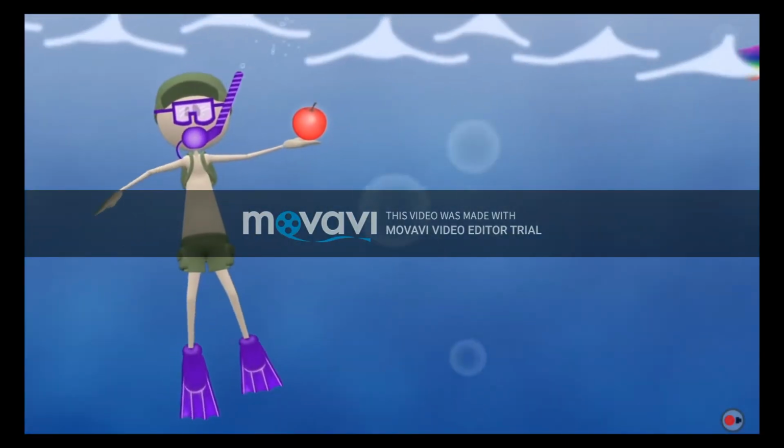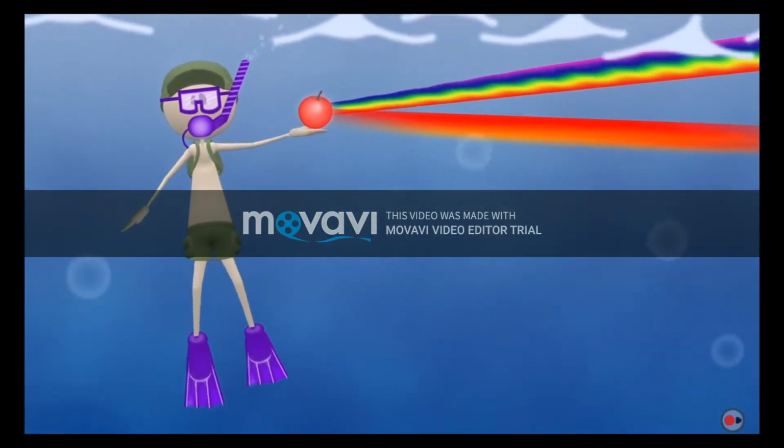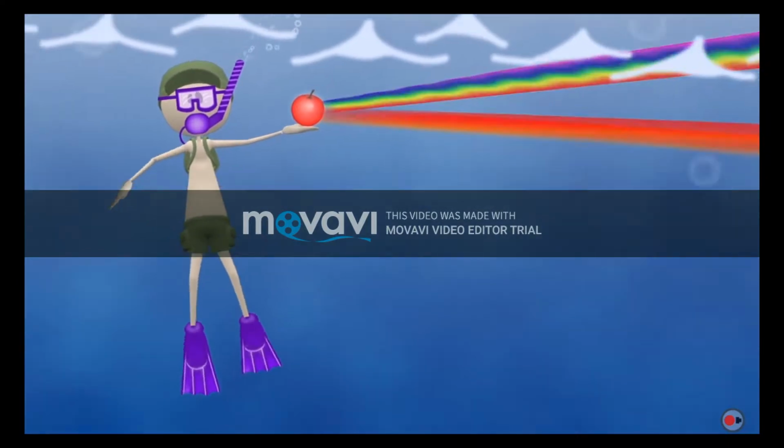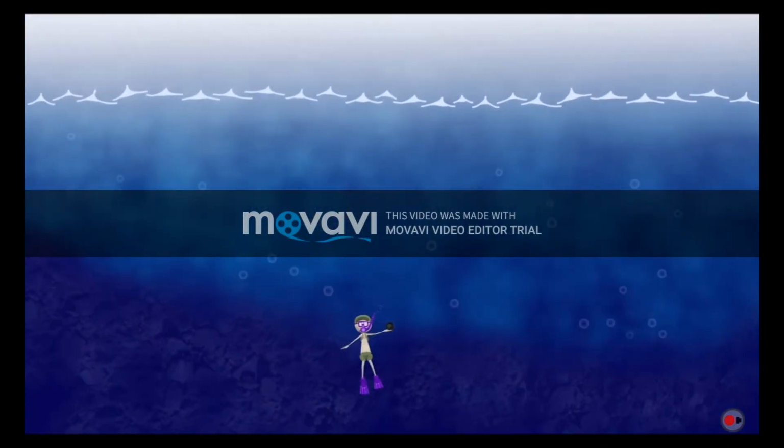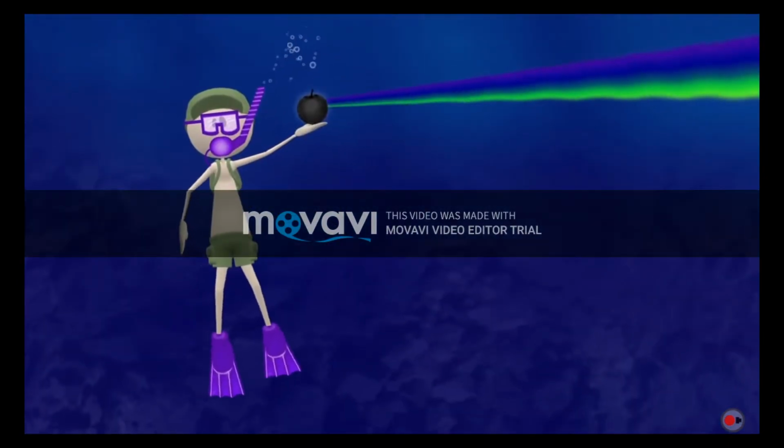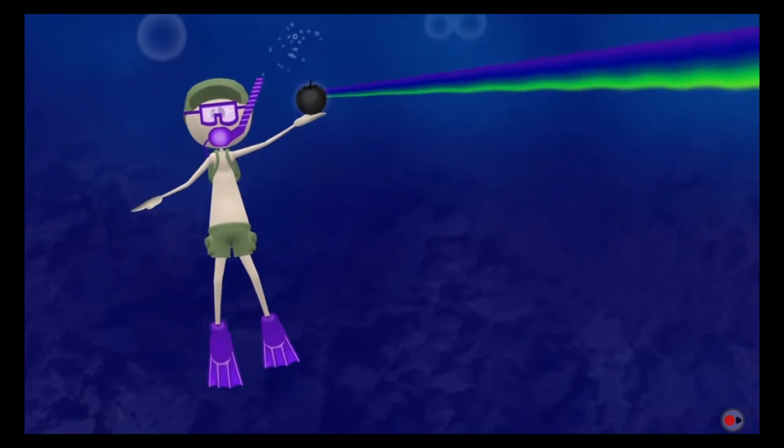Well, at the surface, the apple looks red because it reflects red wavelengths. But at this depth, there doesn't appear to be any red wavelengths for the apple to reflect. And it absorbs all the other wavelengths, so it looks black.